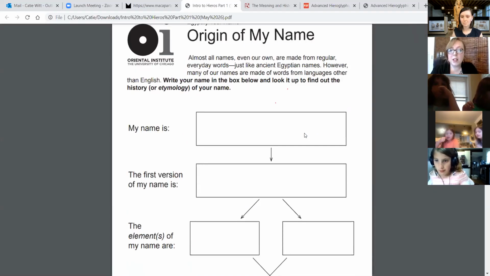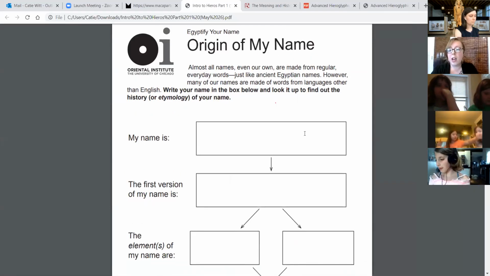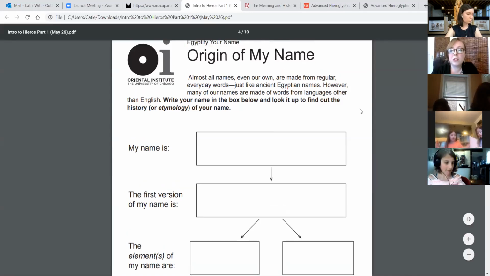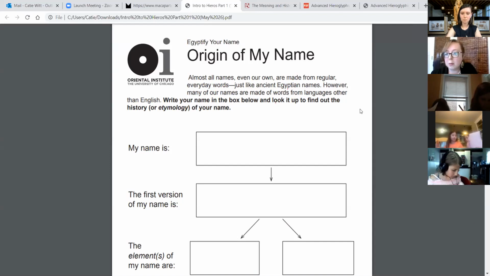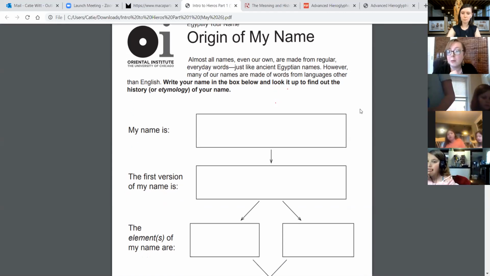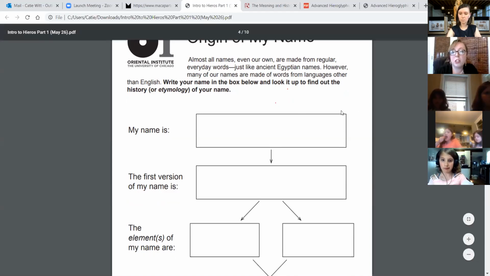The next activity in this packet is one that you can do either after our session today or just at home when you want to, either tomorrow or another day. For a lot of ancient Near Eastern names and the ancient Egyptian names, there's a lot of meaning involved in your name. So we're going to look at the meaning of our names by using this site with this origin of my name sheet.